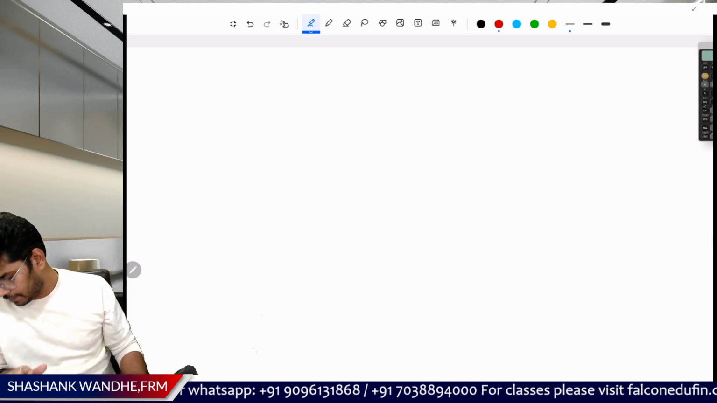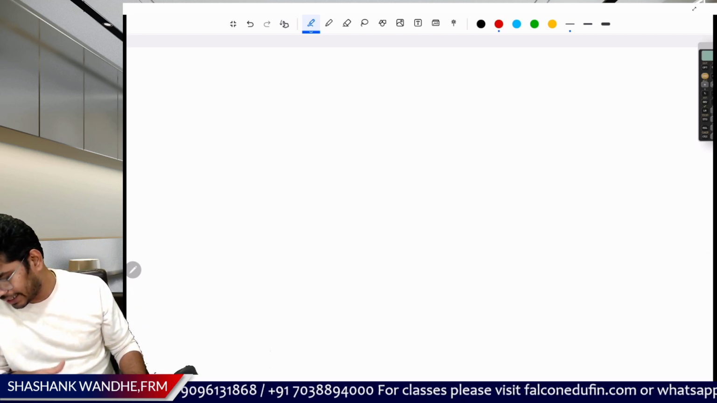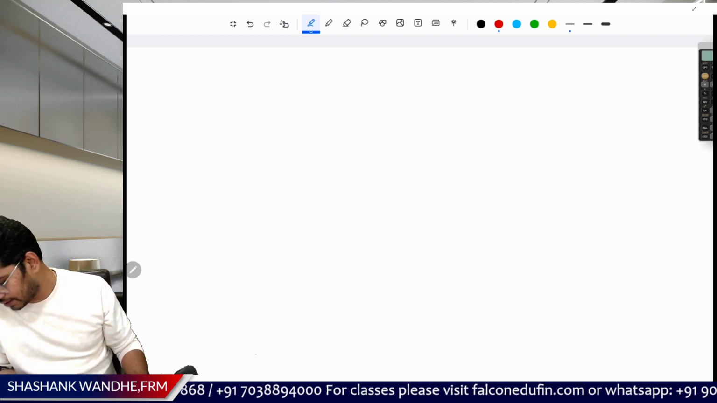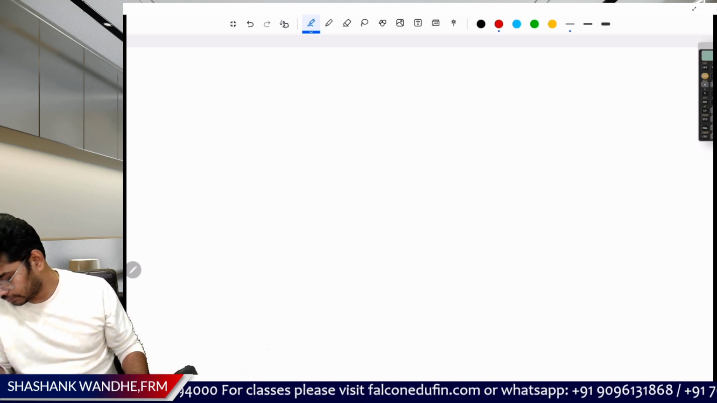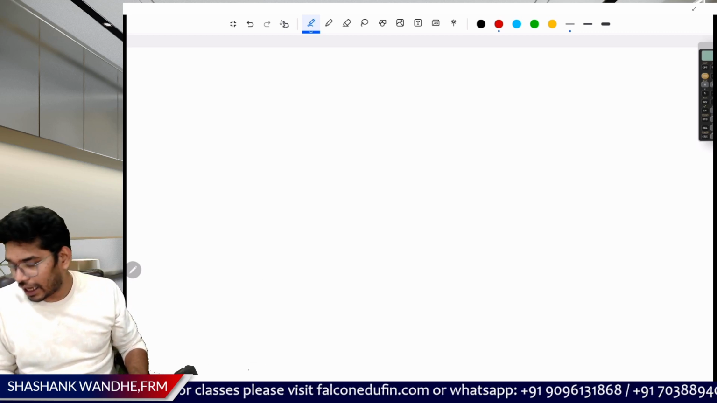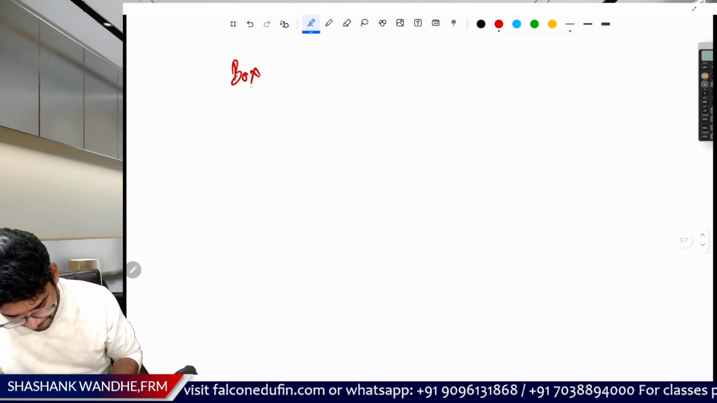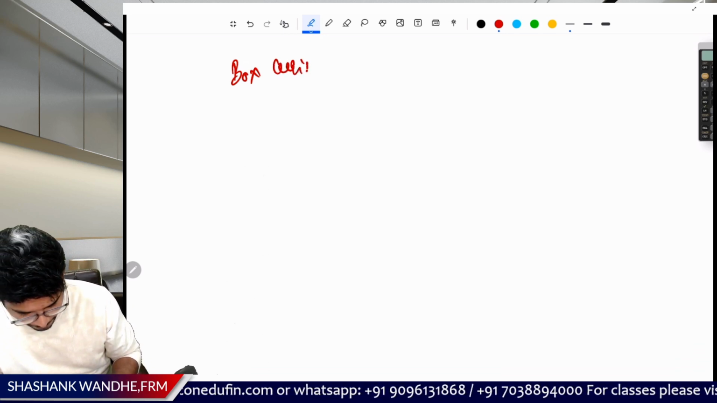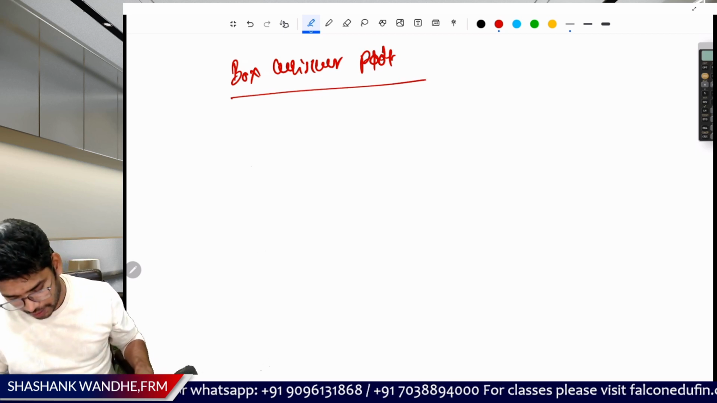Fine. So this is about the calculation. This is about the quantile, IQR, and median. You have to remember this. Then we have box whisker plot. Box whisker plot. So this is very simple.